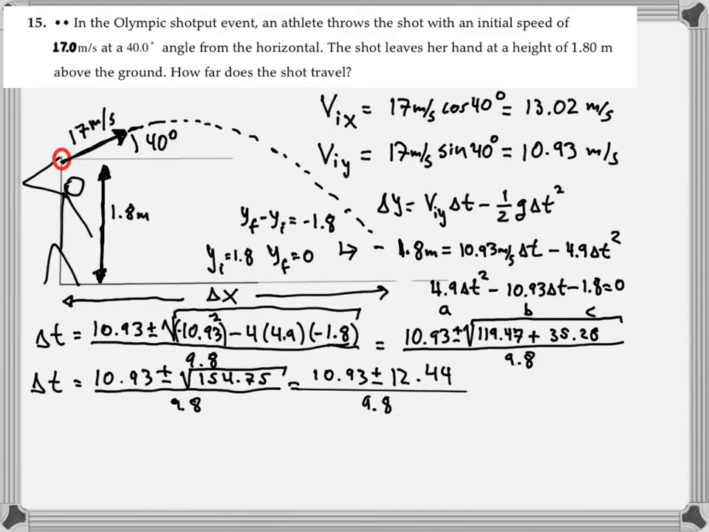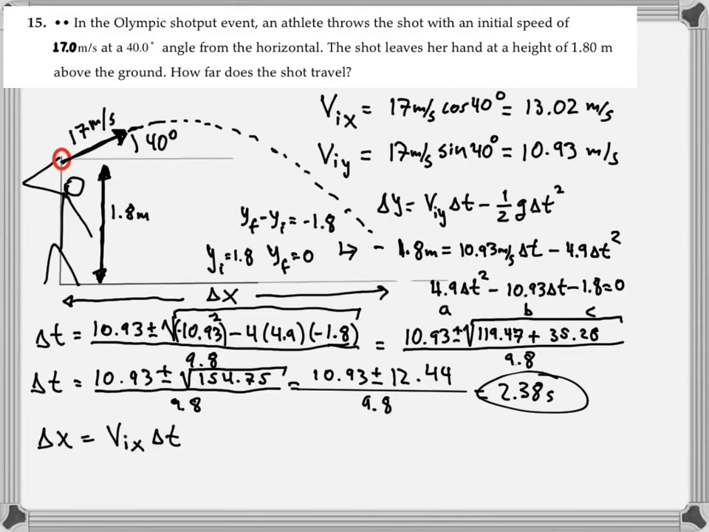Notice that the second one is going to be a negative number because 12.44 is bigger than 10.93. So you will get a negative number if you use the negative sign between them. A negative time is not physical for this problem, so we're going to use the plus sign. That's our only solution here. And when you use the plus sign, you get 2.38 seconds. So 2.38 seconds is the amount of time that the shot is going to be flying in the air.